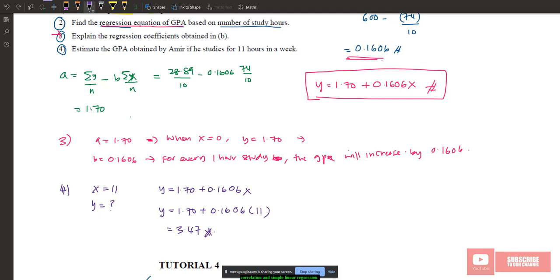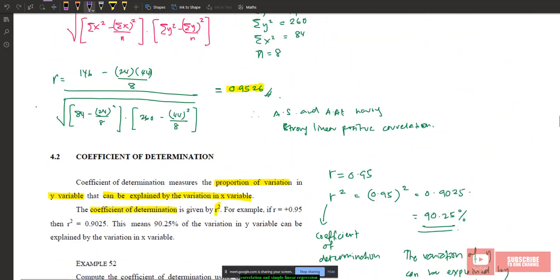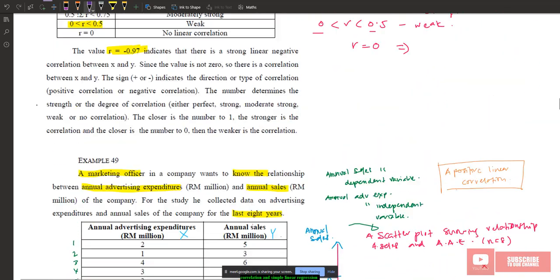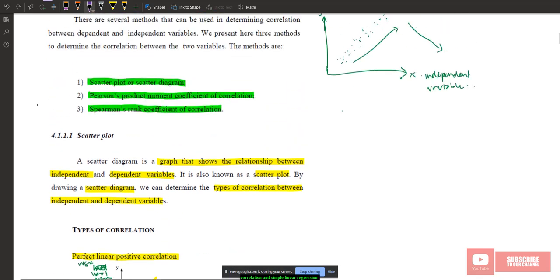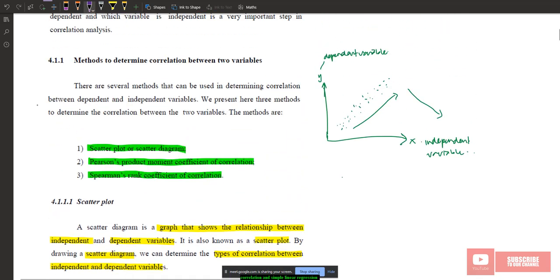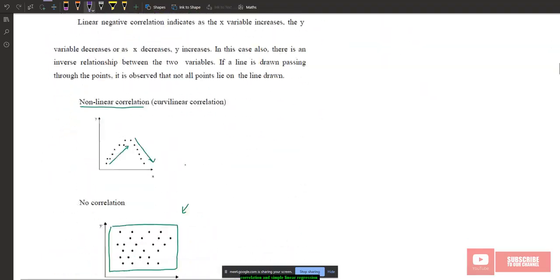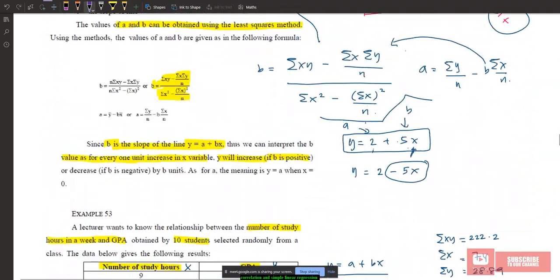Right. So far, any question regarding the simple linear regression? We already finished simple linear regression. But if you notice, in determining the correlation, I only focus on scatter diagram and Pearson product moment correlation. Spearman rank correlation I did not touch because it will not be in your final exam, right? So far, for simple linear regression, any question?